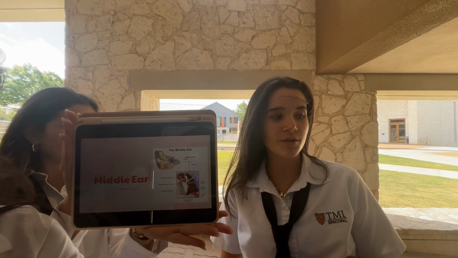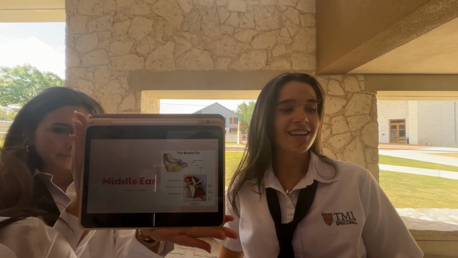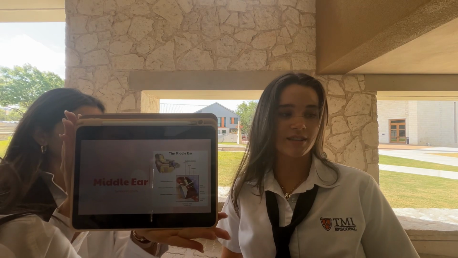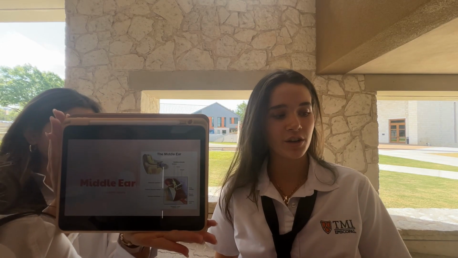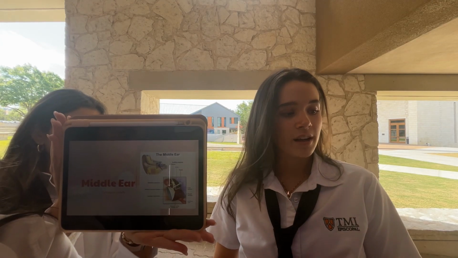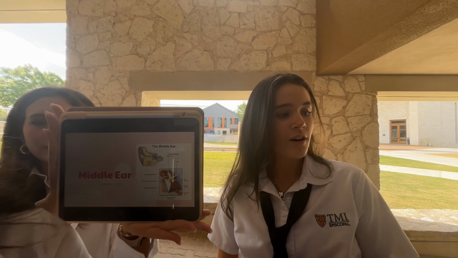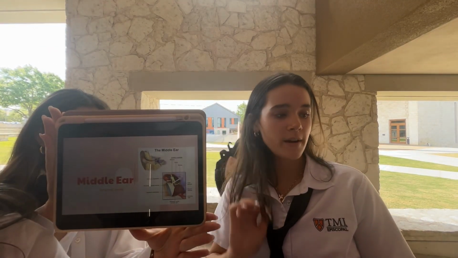The three ossicles are the malleus, which is connected to the eardrum, the incus, which is the bridge between the malleus and stapes, and the stapes, which is the smallest bone in the human body, and it interfaces with the oval window of the inner ear. The Eustachian tube is a canal that connects the middle ear to the nasopharynx, helping to equalize air pressure on both sides of the eardrum, which is essential for proper vibration and hearing.